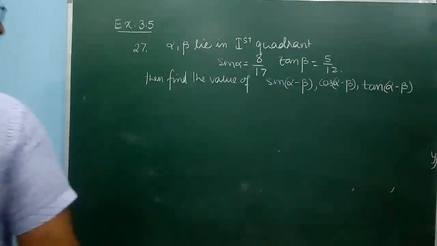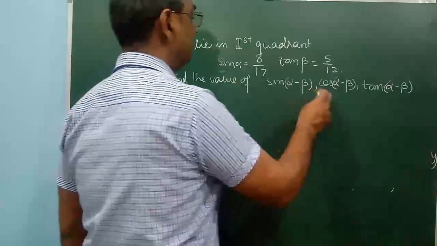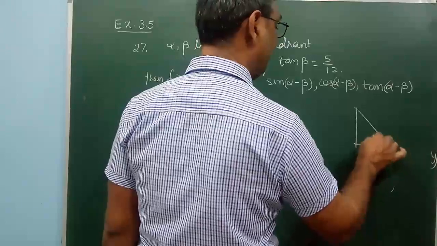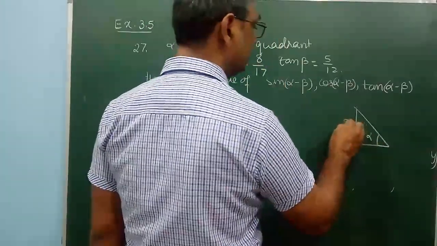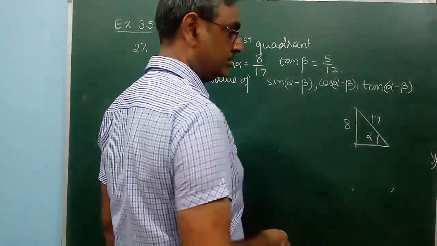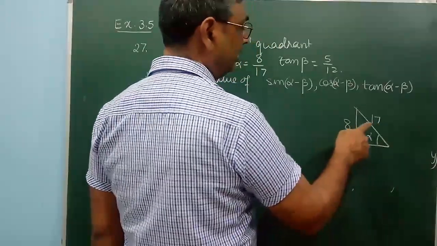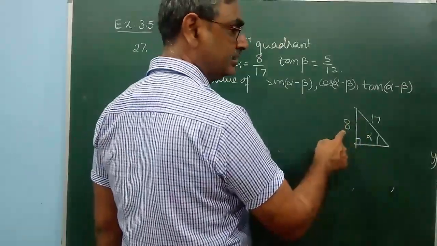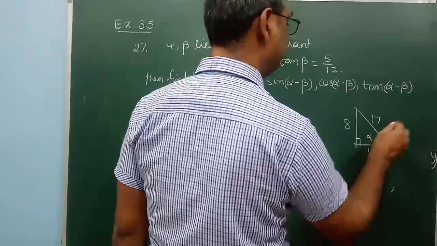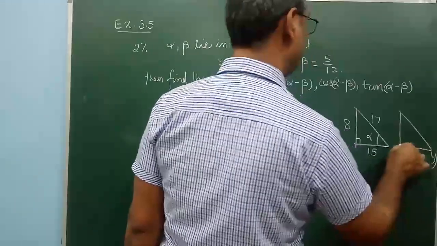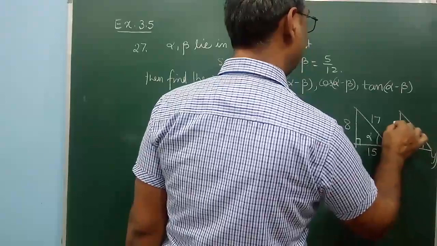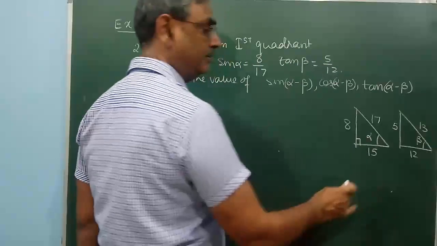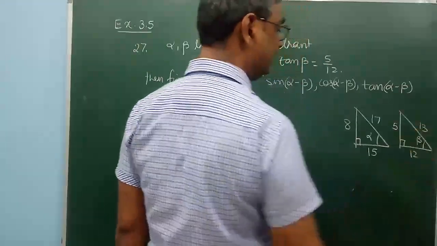Now what we have to do in this, it is sin alpha minus beta, we are having sin alpha. For this we can make one triangle. Here we write alpha. Sin is perpendicular upon hypotenuse. If you calculate the third side, it will be 289 minus 64, 225, so this will be 15. We make another triangle. Here we write angle beta. This is 5, this is 12, and when you use the Pythagoras theorem, we get here 13.